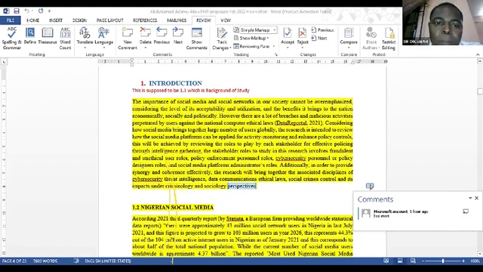Look at your opening paragraph, very powerful. You say the importance of social media and social networks in our society cannot be overemphasized, considering the level of its acceptability and utilization, and benefit it brings to the nation, economically, socially, and politically. I want to clap for you for this particular one. You did very well. However, there are lots of breaches and malicious activities. Very powerful also. But it is too short. In proposal, your introduction is between 1 page to 2 pages.